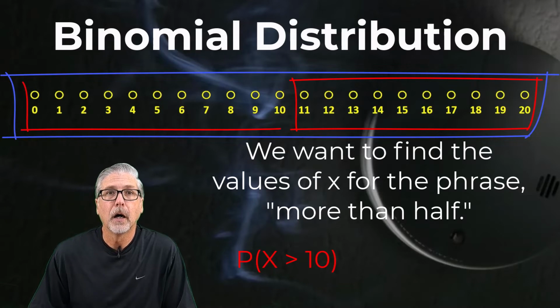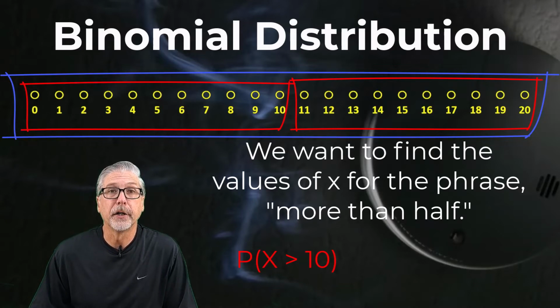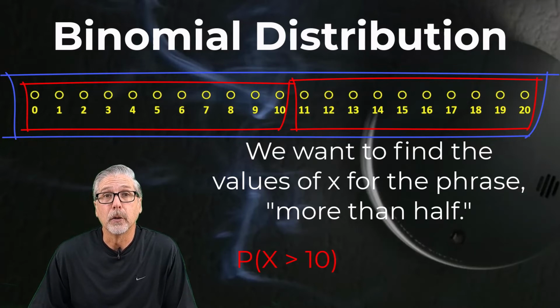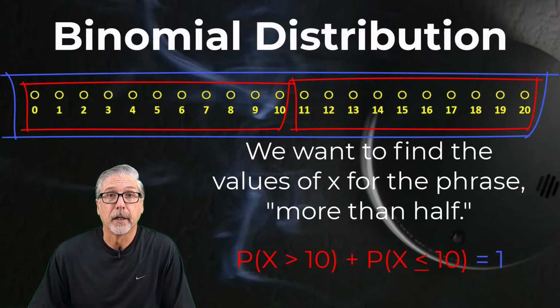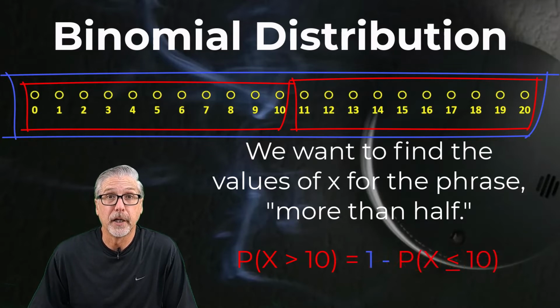What about the other rectangle, the rectangle that includes the values that aren't greater than 10? In other words, the rectangle that would include 0 through 10. Notice the 0 through 10 rectangle and the 11 through 20 rectangle make up all the different outcomes of the entire rectangle. So another way of thinking about greater than 10 is it's equal to 1 minus the probability X is less than or equal to 10.